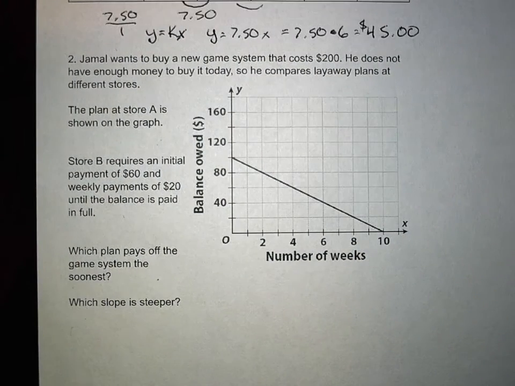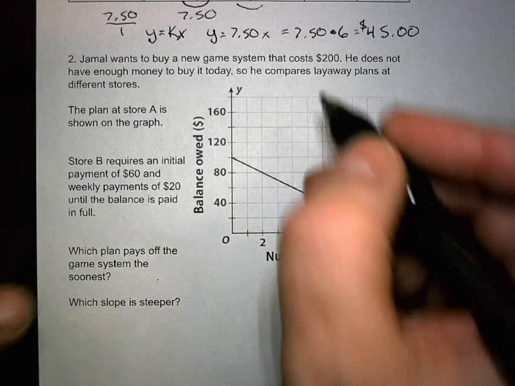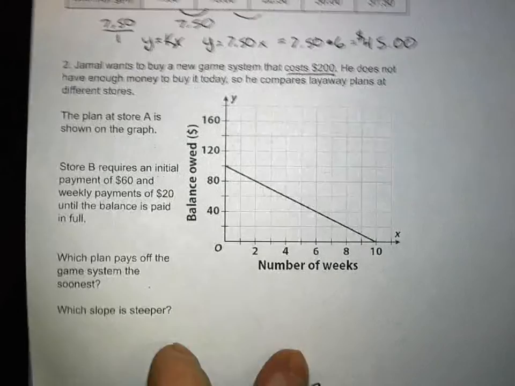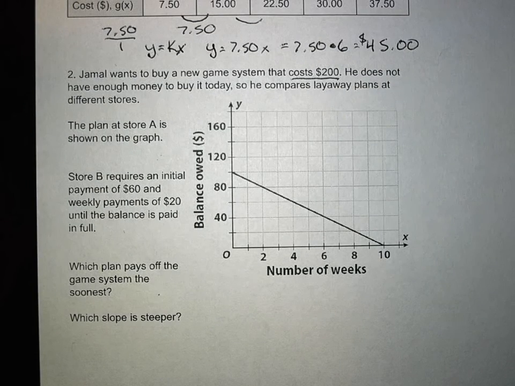So let's look at the second equation here. It says Jamal wants to buy a new game system that costs 200 bucks. 200 bucks is important, right? He does not have enough money to buy today, so he compares layaway plans at different stores. What's a layaway plan? A longer time plan. You can pay it over time. The difference between layaway and pay over time: with pay over time, you walk out of the store with the device. Layaway is they take the device off the shelf, stick it in the back room, and when you finally paid for it, they give it to you. Layaways generally don't cost you a ton of extra money in interest, though they might have a fee. Whereas take it home, they're going to charge you interest. Does that make sense?